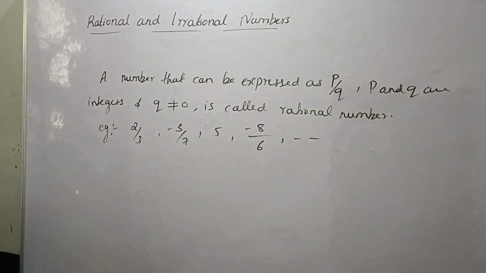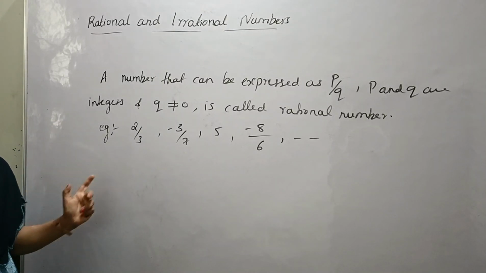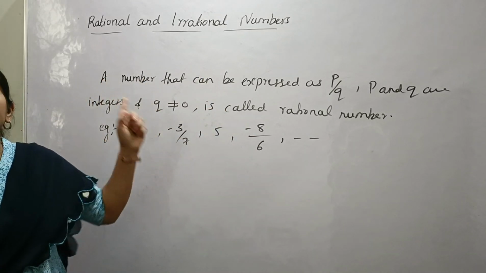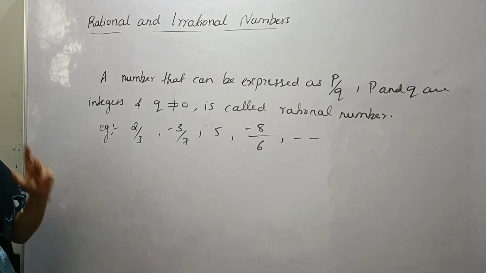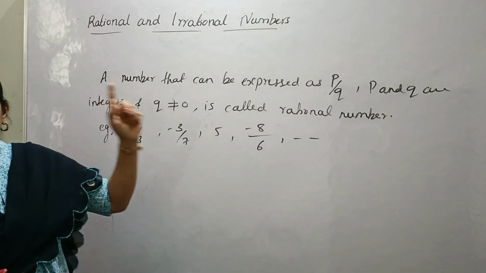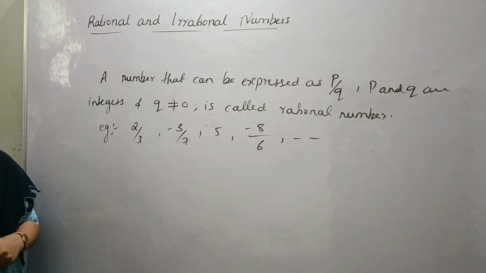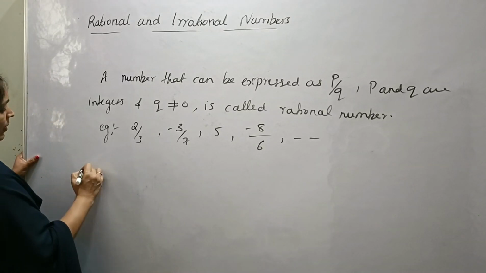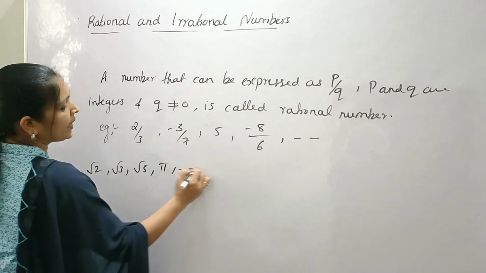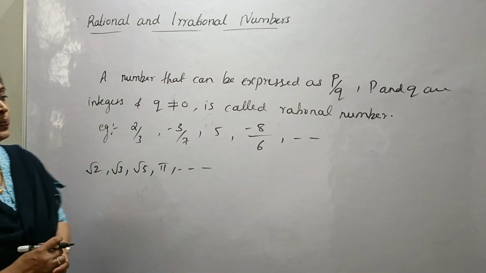Next, irrational number. What is an irrational number? A number that cannot be expressed as p by q, where p and q are integers and q not equal to 0, is called an irrational number. For example, root 2, root 3, root 5, pi, etc. These numbers cannot be expressed in the form of p by q.